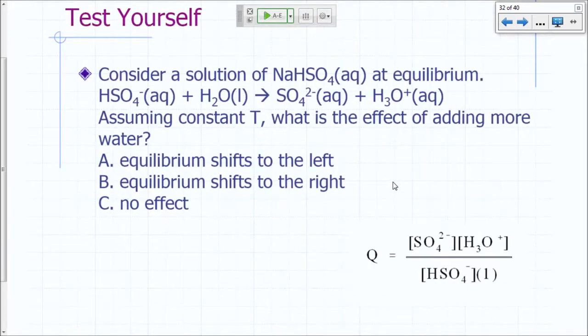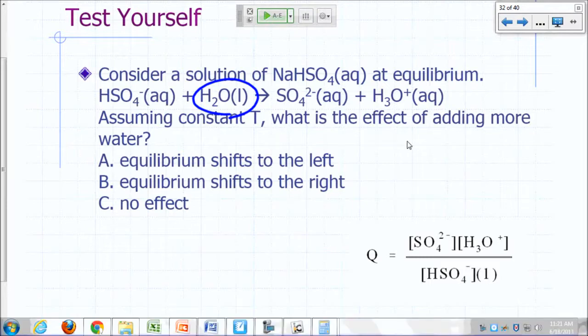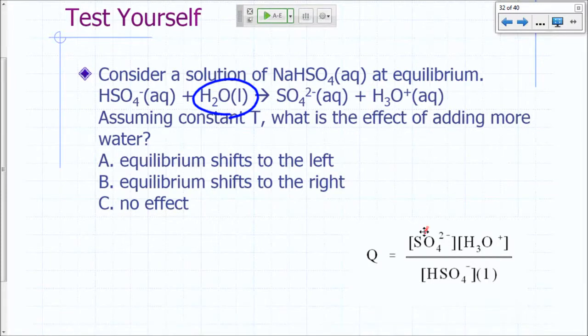Let's look at this. What happens if you add more water? Actually, I covered this earlier. So let's say you add water. Let's imagine you add enough water so you double the volume. Will it shift to the left or to the right? Let's just imagine you add so much water that you double it. So this is now half of what it was, this is now half of what it was momentarily anyway, and this is now half of what it was.